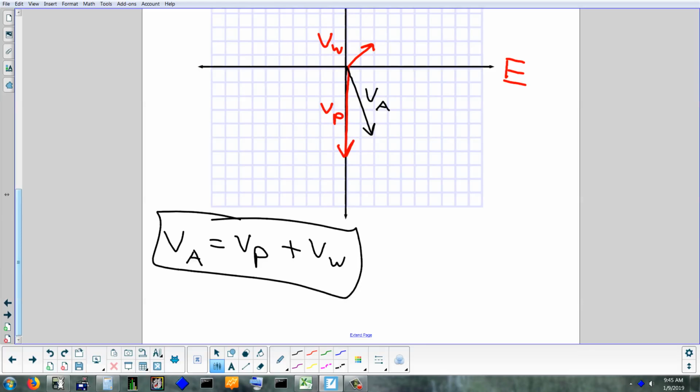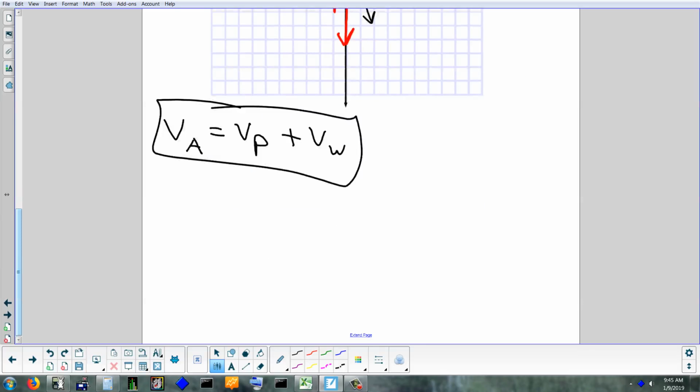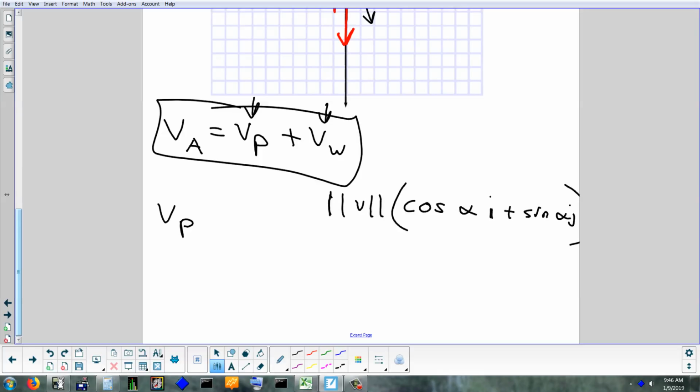All right, so let's start with v sub p. Just as a reminder of our velocity vector, we have to convert these two things to velocity vectors. This is the formula from yesterday. It's the magnitude, and then cosine of your angle, i, plus sine of your angle, j. That's the formula for a velocity vector. Okay, so let's fill in what we know about the plane.